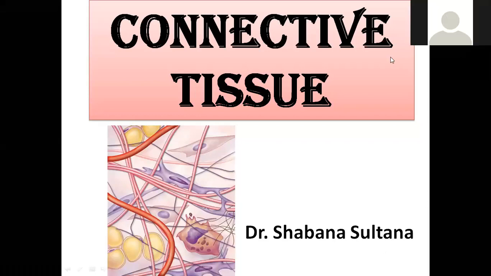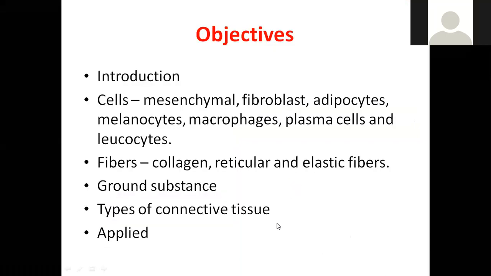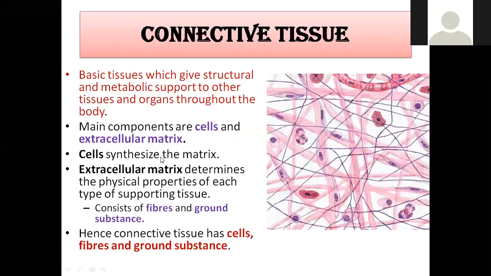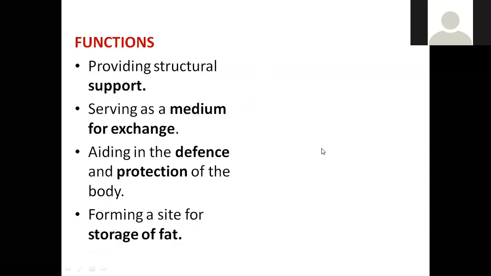Yes, ma'am. So connective tissue. Now, what is the question he is asking us? Yesterday, when we discussed biomolecules found in extracellular tissue, I told you that whatever extracellular area we have is actually connective tissue. So he's asking us about the different types of connective tissues. Basically, connective tissue is the tissue which gives structural and metabolic support to all other tissues and organs throughout the body.